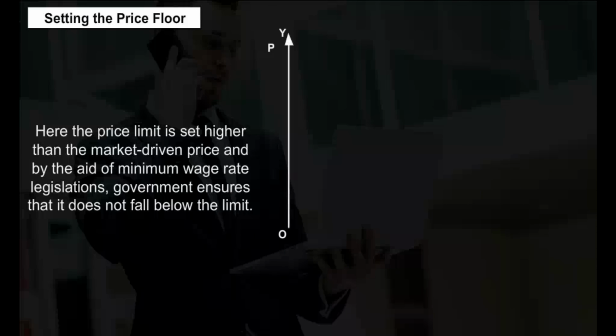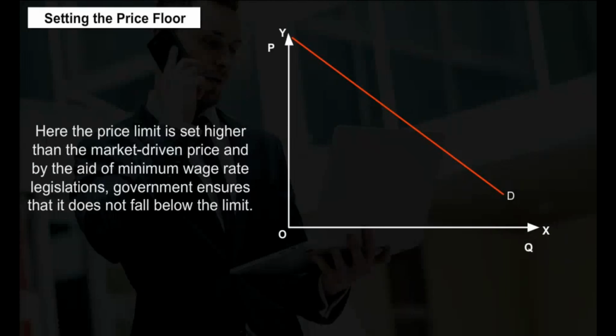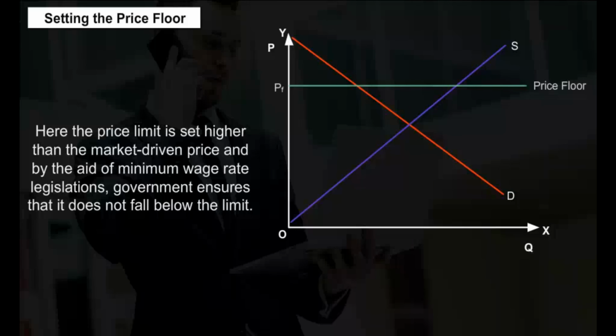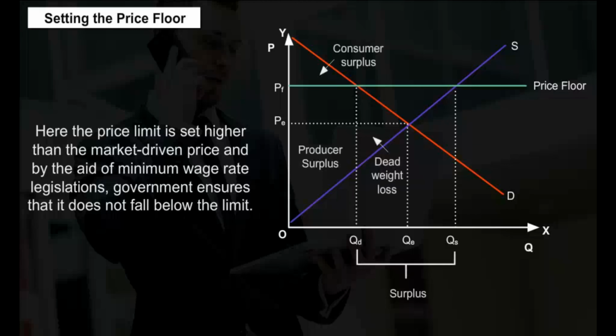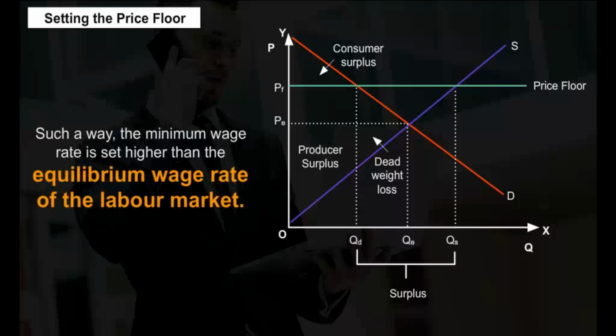Here the price limit is set higher than the market-driven price, and with the aid of minimum wage rate legislation, the government ensures that it does not fall below the limit. In such a way, the minimum wage rate is set higher than the equilibrium wage rate of the labor market.